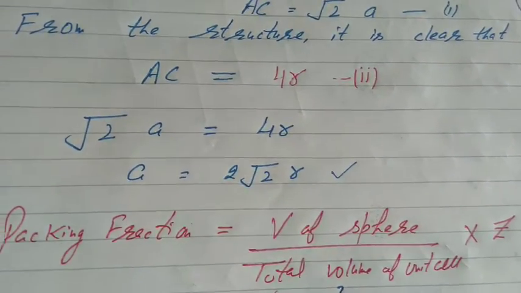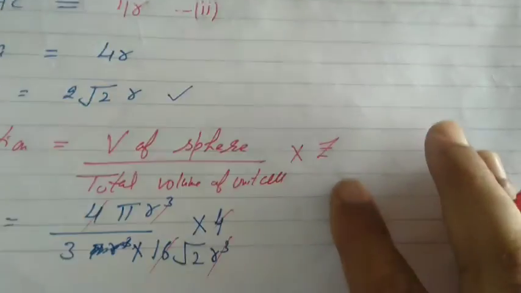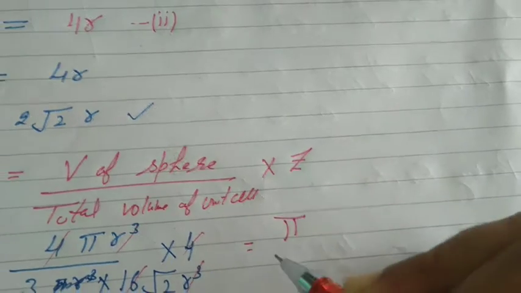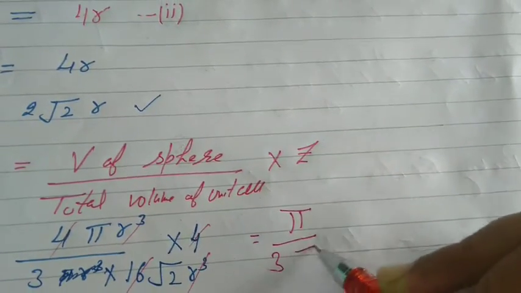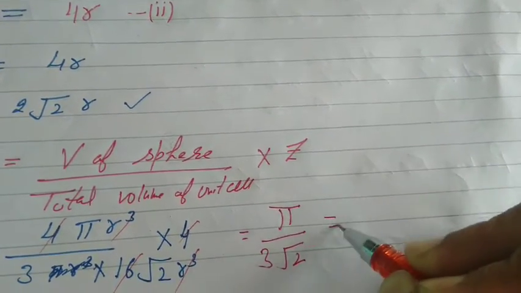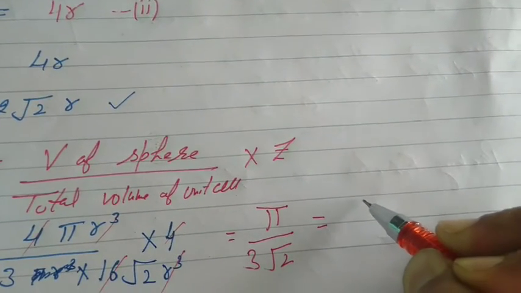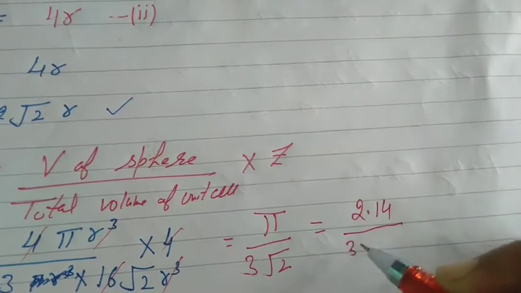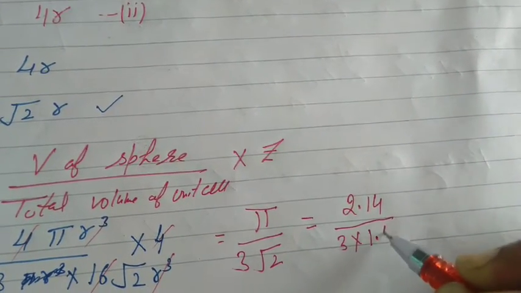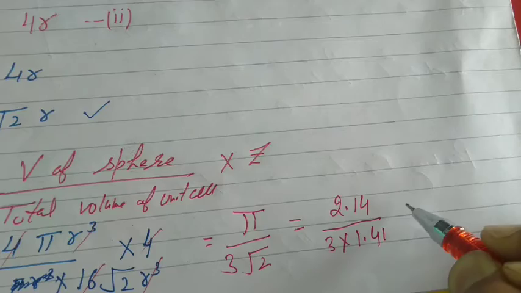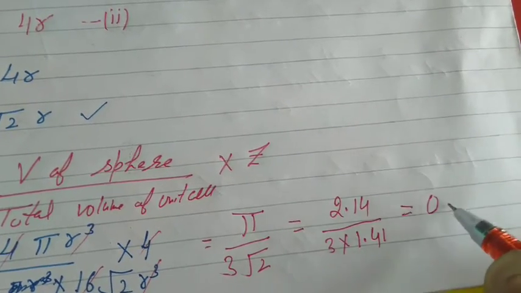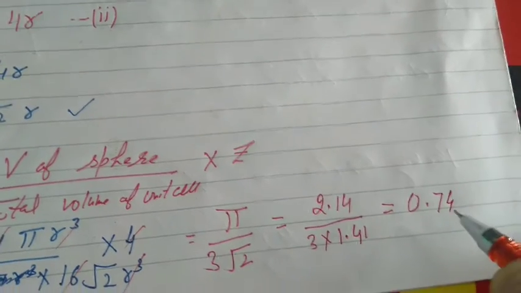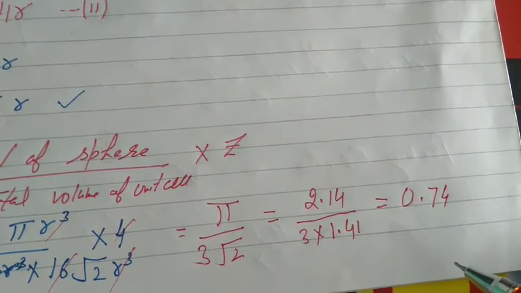What we got? Pi upon 3 root 2, students. What's the value of pi? 3.14. Root 2 is 1.414. We got 0.74, students, because the packing percentage is 74%, which we already know. Packing fraction is 0.74.